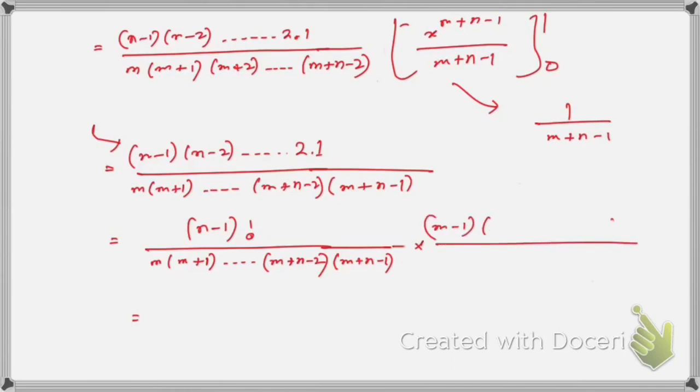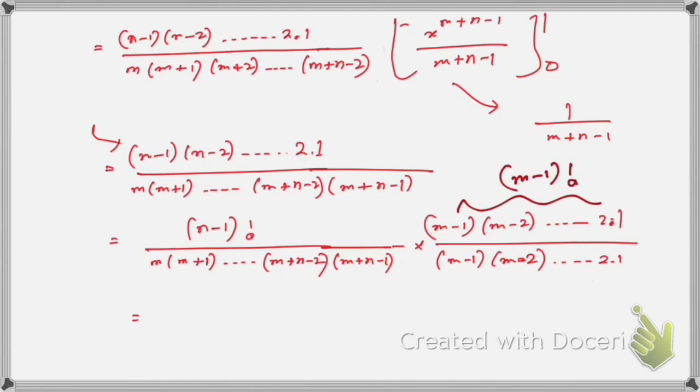m minus 1 into m minus 2 into dot dot dot 2 into 1, right? And here also m minus 1 into m minus 2 into dot dot dot 2 into 1, and so on, right? So if you multiply this, then you can see this will be n minus 1 factorial, m minus 1 factorial, right? And the denominator can be rearranged as, let me write here.